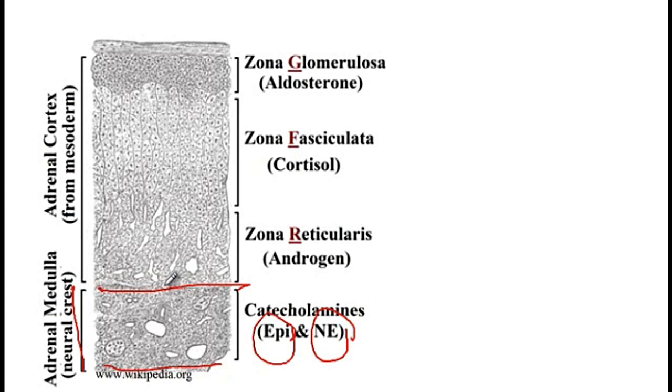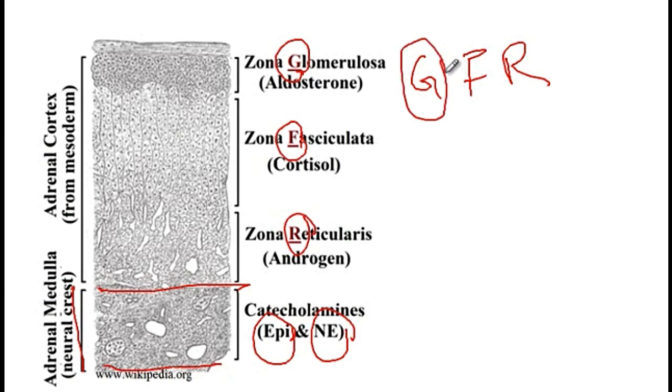Then we have the adrenal cortex, which is made of the zona glomerulosa, zona fasciculata, and then zona reticularis. So the mnemonic that you can use to memorize the layers from outside to inside is called GFR. And then one other mnemonic that you can use to remember what hormones are produced by each of them is to know that as you go deeper, it gets sweeter.